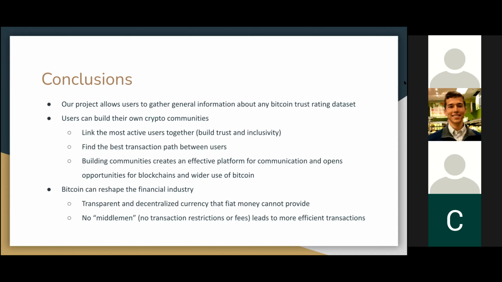Just a summary of what Bitcoin can do. It's a transparent and decentralized currency that fiat money cannot provide. Also, there's no middleman, so there are no transaction restrictions, fees, or limits on the sizes of transactions. And this leads to an overall more efficient transaction system for financials.